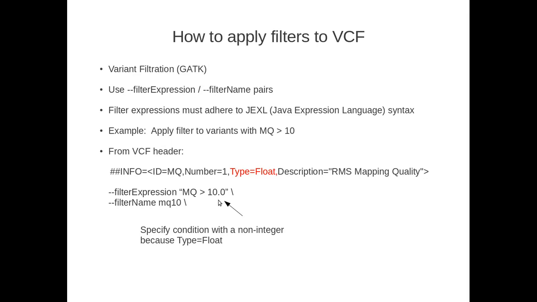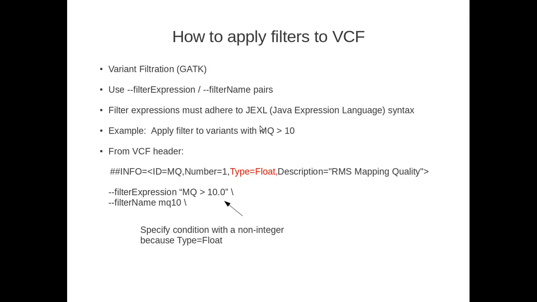Okay, so here that just means if we want to apply this criterion MQ greater than 10, which means that we are going to filter records that have an MQ greater than 10. So we'll apply a filter if this condition is met. Okay, that's critical to understand, that we're applying the filter to records in which MQ is greater than 10.